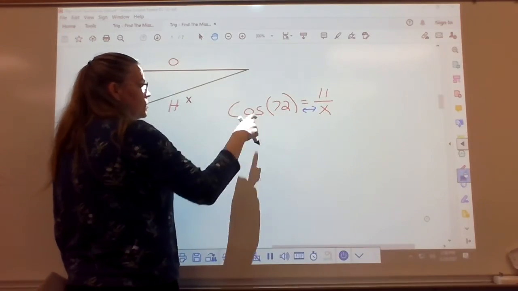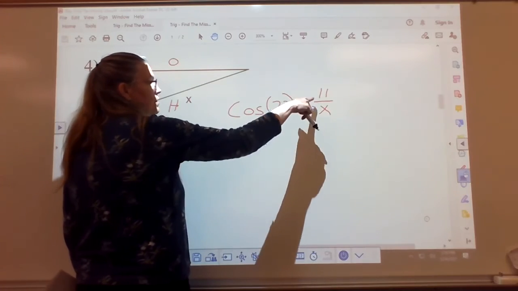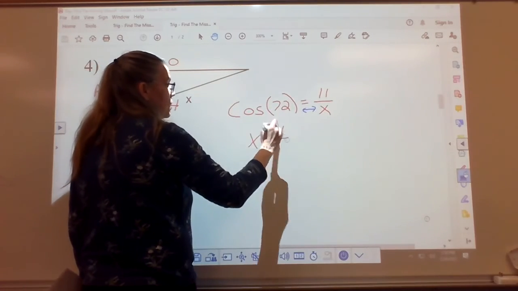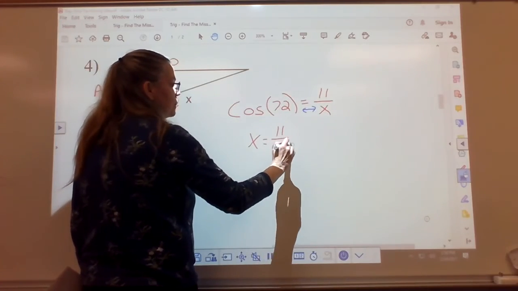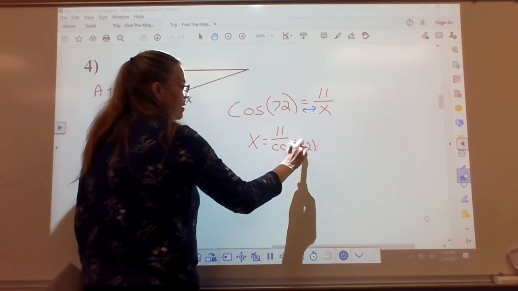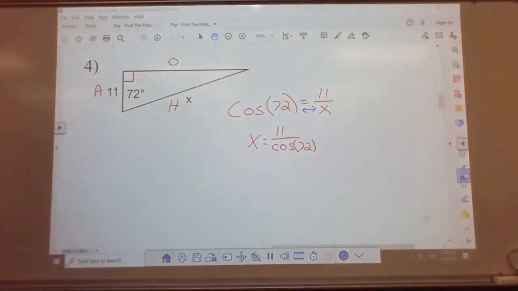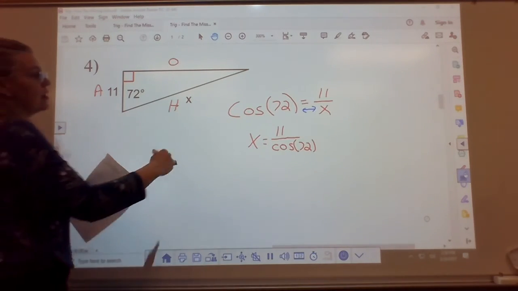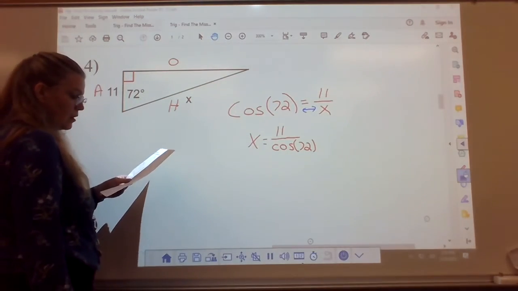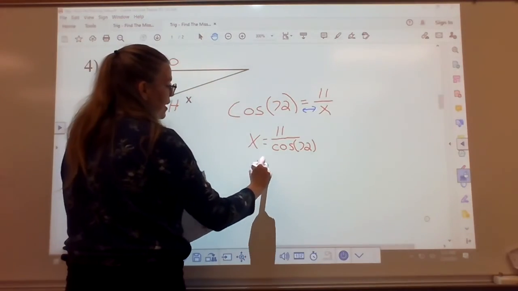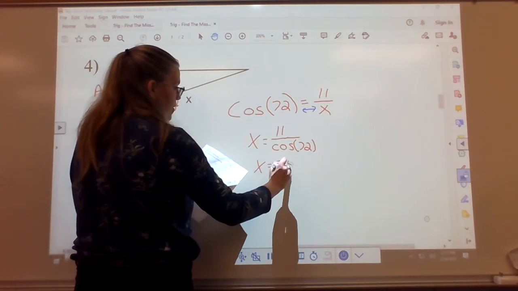So when I trade them, the X is going to move over here. The 11 doesn't move. Cosine 72 slides to the bottom here. That's what goes in the calculator. 11 divided by cosine 72. That's my set. So now I can go ahead, that goes in. My answer is going to end up being X equals 35.6.